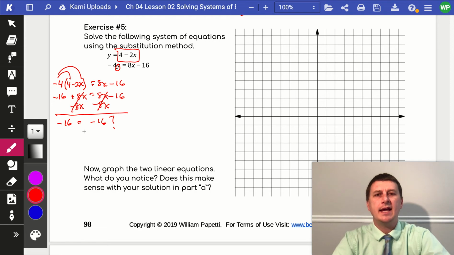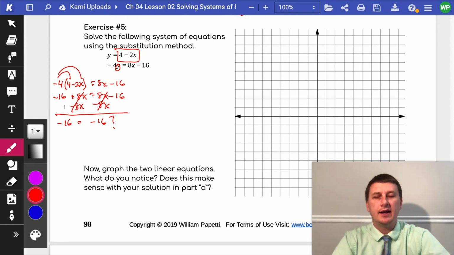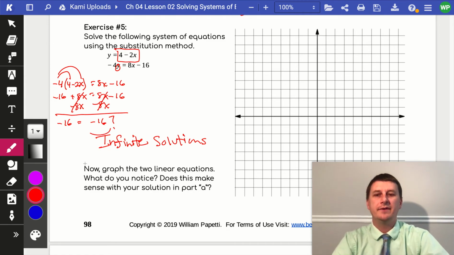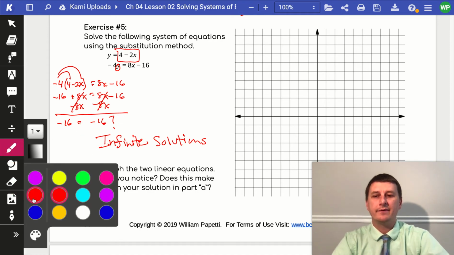And the answer is yes, but how often is negative 16 equal to negative 16? And the answer is all the time. So this would be one of the cases where you would write that there are infinite solutions to this system of equations. When you end up with a constant equal to itself, you have infinite solutions. So now we're going to take a look at what that looks like on a graph.